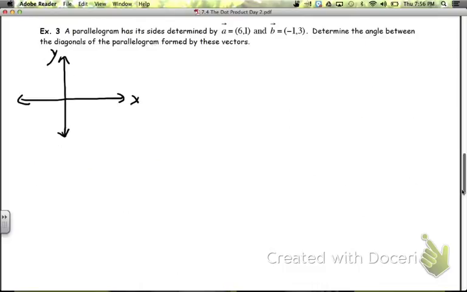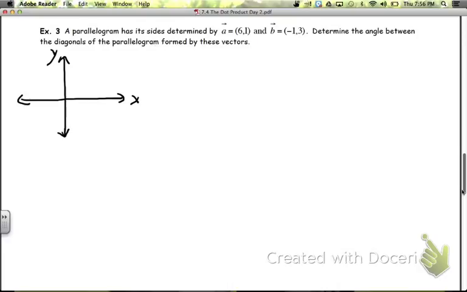Now in example 3 we have a parallelogram which has its sides determined by our vector A, which is (6, 1), and our vector B, which is (-1, 3). And we want to determine the angle between the diagonals of the parallelogram formed by these vectors. Now I have drawn here my axes, x and y, and what you can note here is that this is in R2.